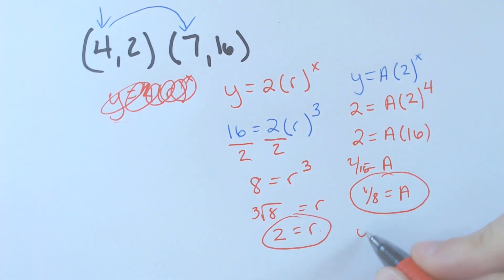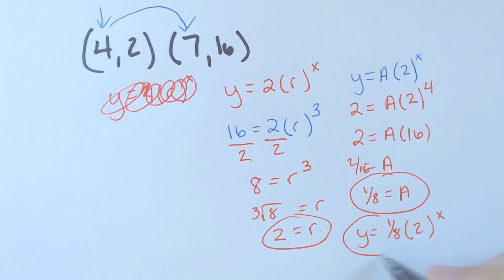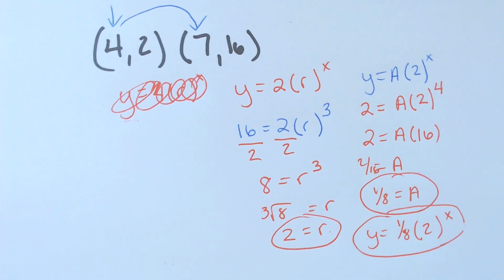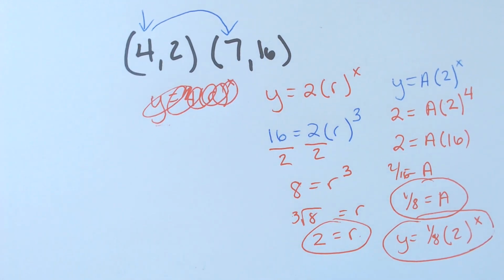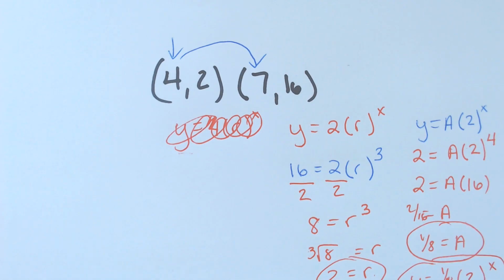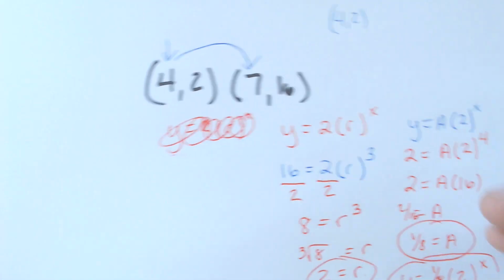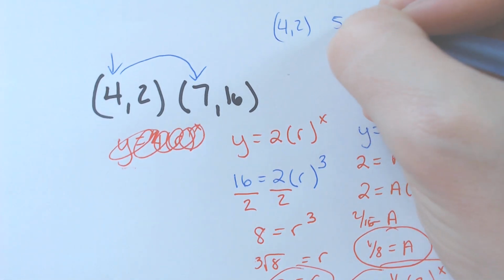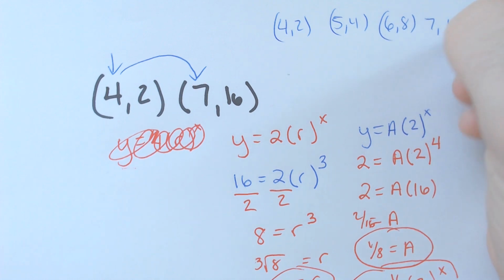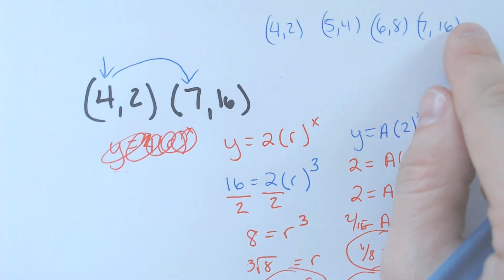So first off, let's write the equation. 1/8 times 2 to the x power would be the final equation because we now have our official y-intercept. Ask yourself if that makes sense. So see what the ratio is. It's multiplying by 2. If we took 4, 2 and multiplied the y value by 2, we would end up with 5, 4, and then 6, 8, and then 7, 16, multiplying the y values by 2. All right, so that makes sense that we got to 7, 16.